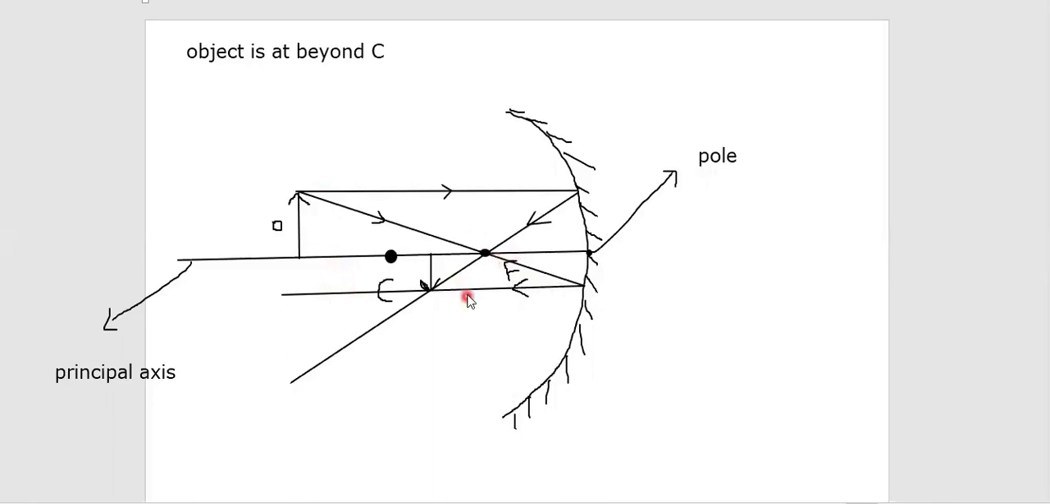So these two reflected rays, this one is a reflected ray, and this one is a reflected ray. These two reflected rays are meeting at a particular point. Their image is formed at that position. Okay, image is formed at that position. Understood, everyone?